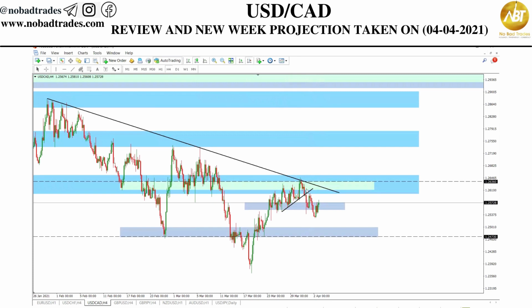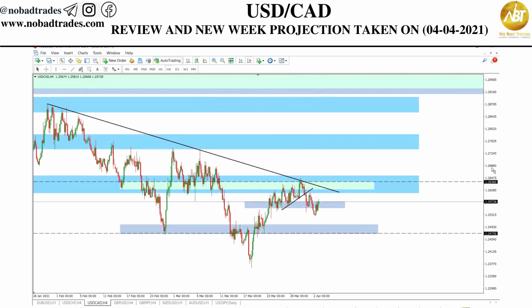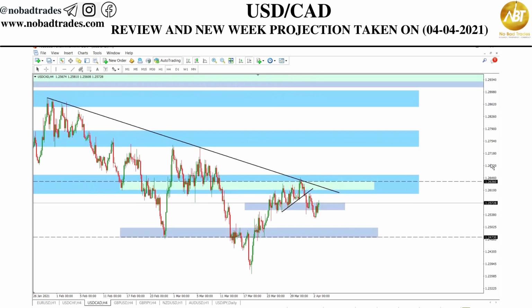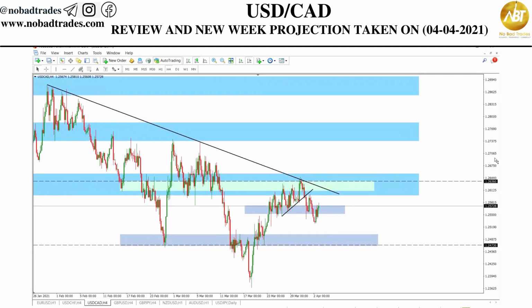So now, what do we expect for this new week? We gave three scenarios last week, for the short-term trader, the medium-term trader, and the long-term trader. I'm not really going to be talking about the long-term trade right now because most people are in already, and we're definitely looking to make some profit on the medium term.